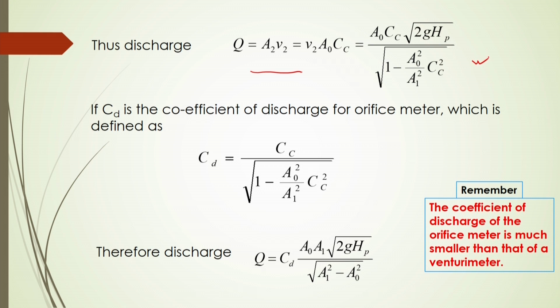So, if Cd is considered as a coefficient of discharge for orifice meter and defined by this equation, that will be Cc by root over 1 minus A0 square by A1 square into Cc square, then the discharge will be represented as Cd into A0 A1 into root over 2gΔh_p by A1 square minus A0 square. And in this case, you have to remember that the coefficient of discharge of the orifice meter is much smaller than that of a Venturi meter.